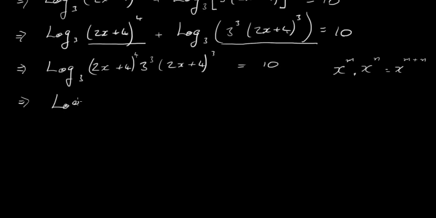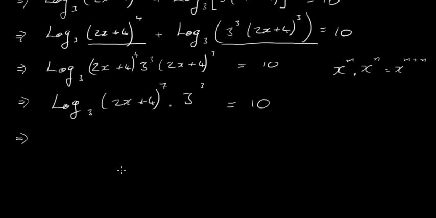So I end up with log to the base 3, 2x plus 4 to the power of 7, because 4 plus 3 gives me 7. And then I've got 3 to the power of 3 here equals 10. So all I've done is added the 3 and the 4 here, because I've got the same base, 2x plus 4. Okay, so now I'm going to split it up again.